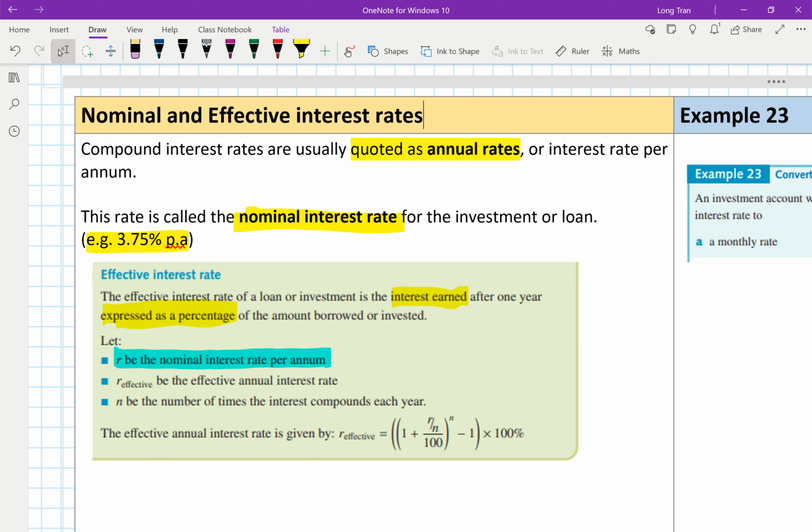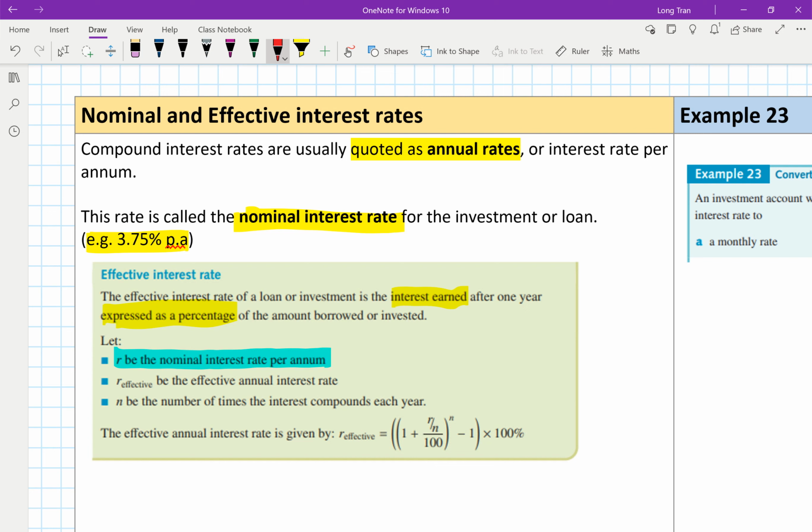Okay? Nominal is what you've been working with. You know that where you have 3.75% per annum? That's called nominal interest rate. So what you get as your annual rates, so compounded interest rates are usually quoted as annual rates, then those interest rate per annum is called nominal interest rates. Okay, so if you happen to see a question where they talk about nominal rates, don't get confused, they're just telling you it's the yearly rate.